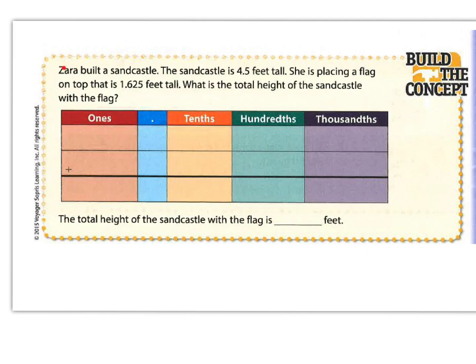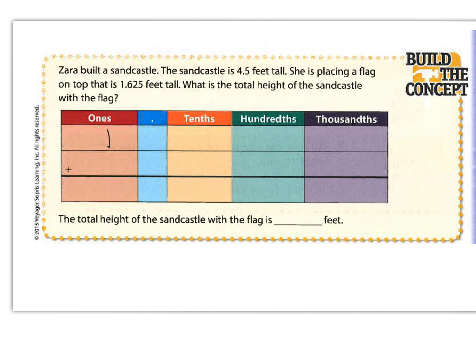This says, Zara built a sandcastle. The sandcastle is 4 and 5/10 feet tall. She is placing a flag on top that is 1 and 625 thousandths feet tall. What is the total height of the sandcastle with the flag? Well, we got to add that up.